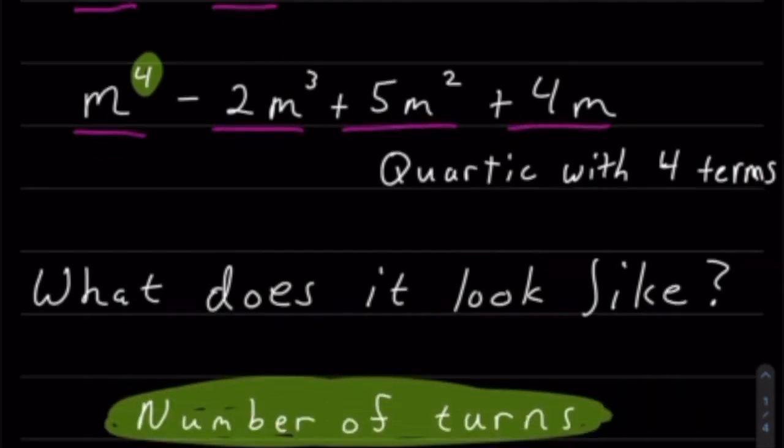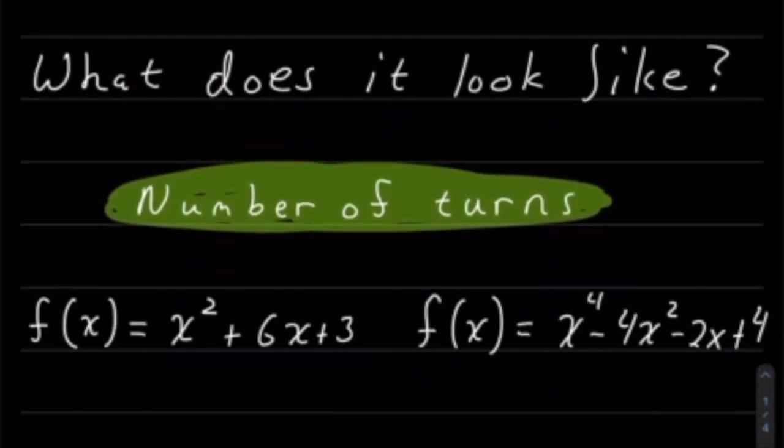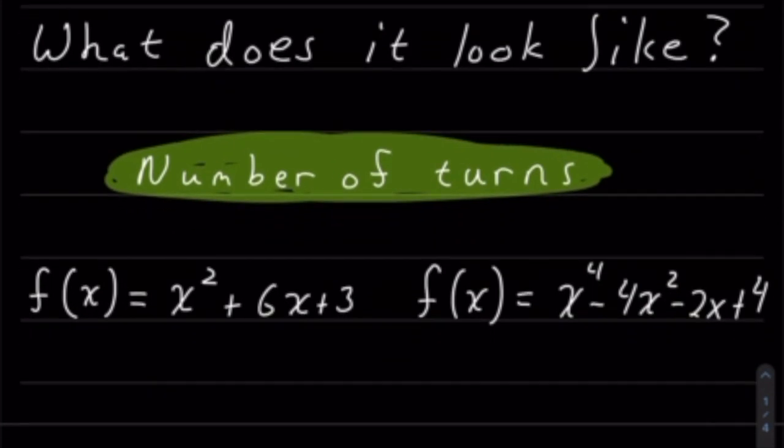So the next question we're going to look at is, what does a polynomial look like? Well, we've studied this one. F of x equals x squared plus 6x plus 3. And we know that that's a quadratic equation. And we should remember that it's a parabola. And because the x squared is positive, we know that this parabola faces up.